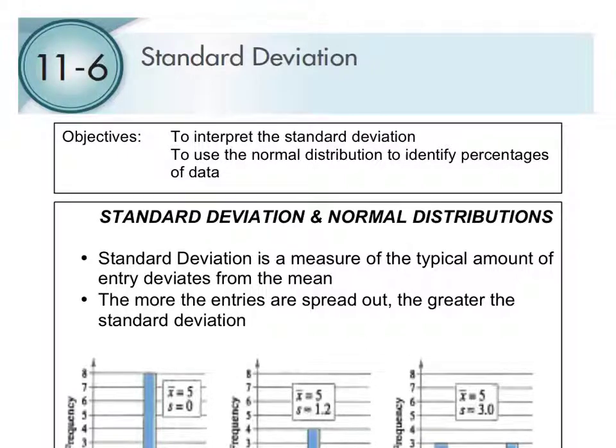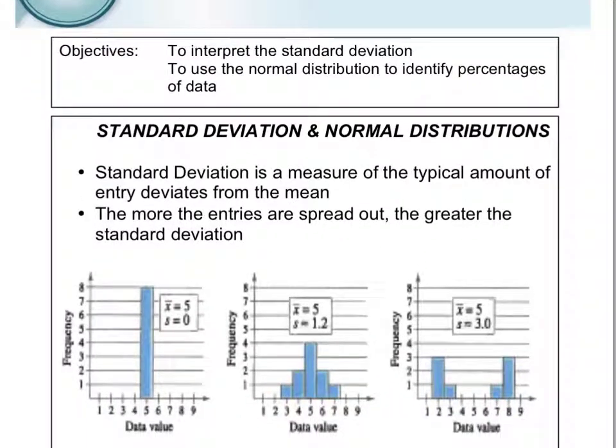This is section 11.6, and then also 5.1 and 5.2 combined. As we start to talk about now using that standard deviation that we found over the last few days, our objective here, there's two of them. We're going to interpret the standard deviation, figure out what that means, and then we're going to use the normal distribution to identify percentages of data. Okay? So, standard deviation and normal distributions.